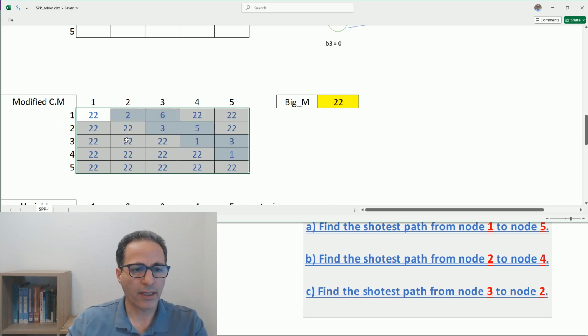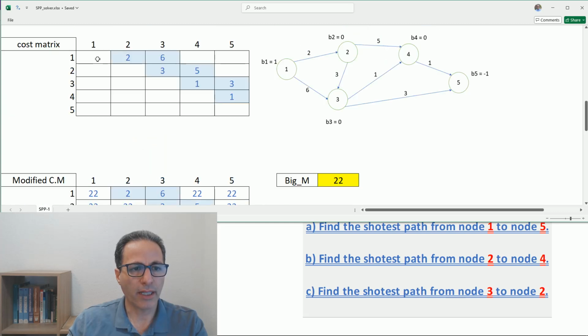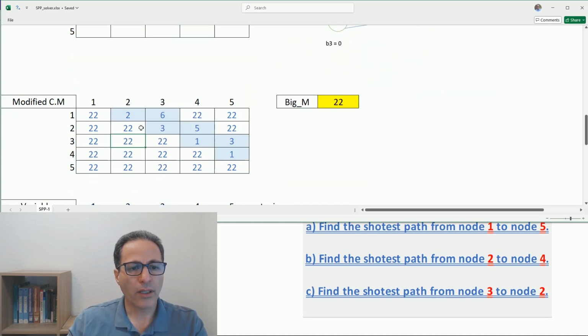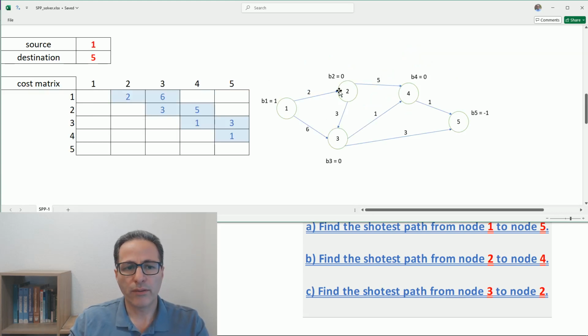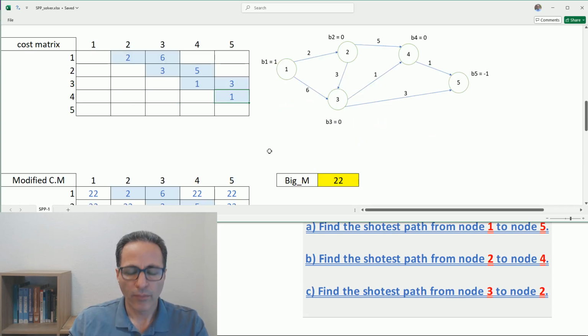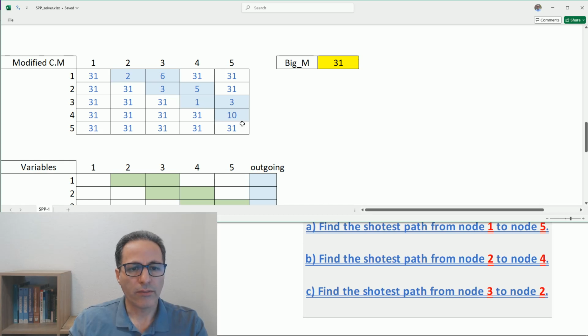Now you can see that we have 22 wherever we had blank. For the other cells, we have the same value, their own value. It means that if I want to use or change some of these values on the edges here, for example, if I change this 1 to 10, then big M is going to change to some value like 31. All 22s will change to 31, and that one also changes to 10.